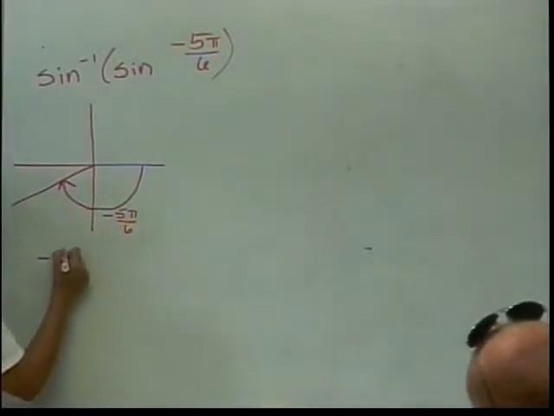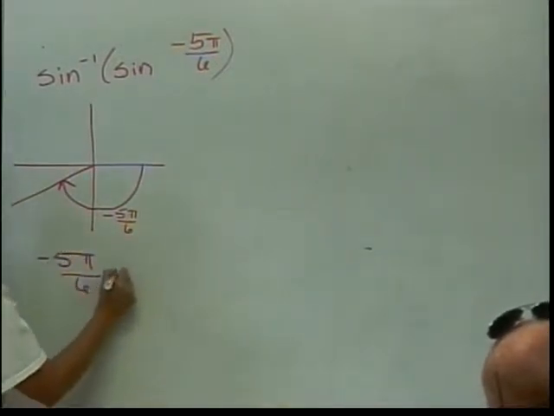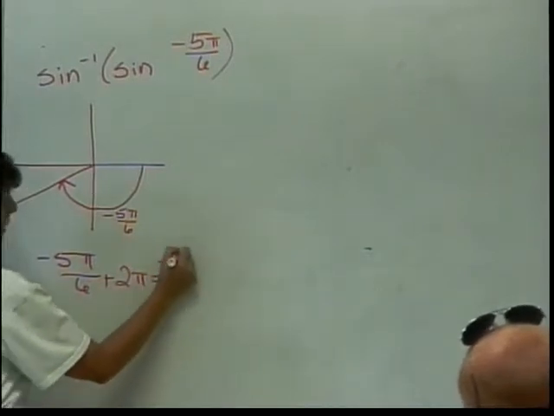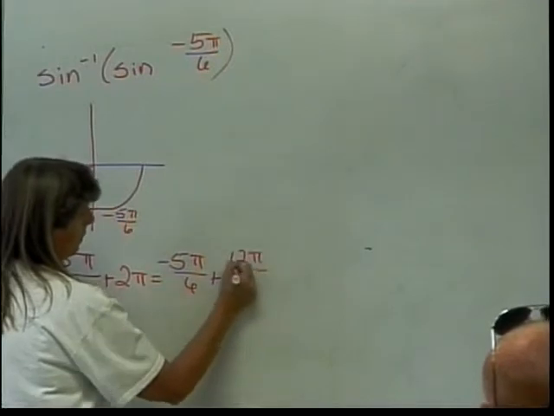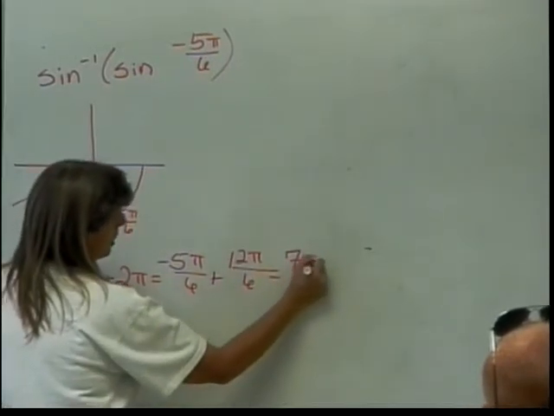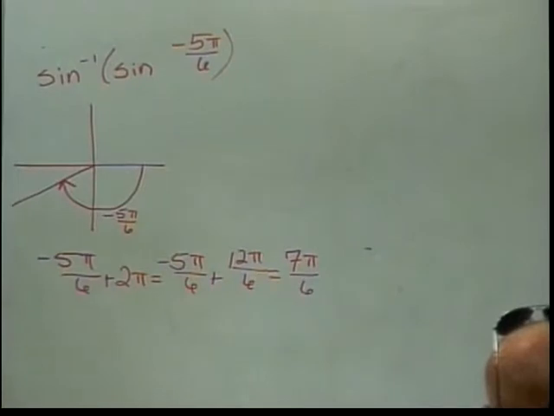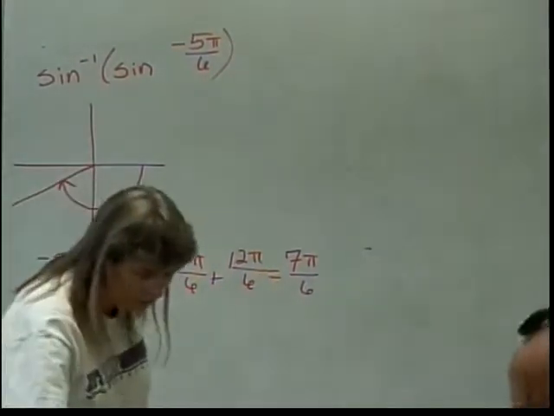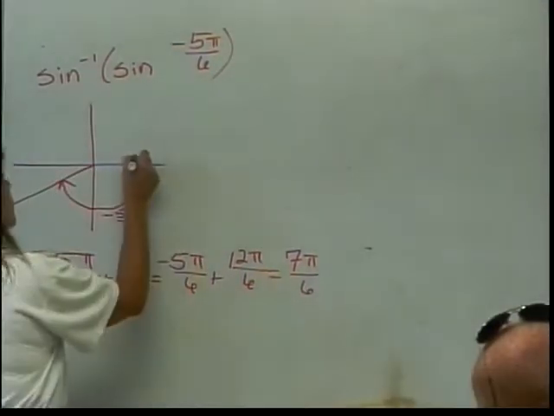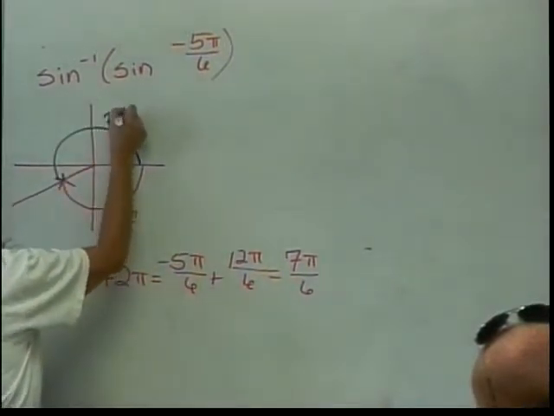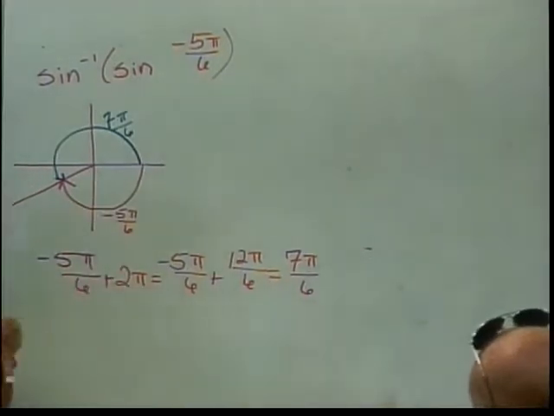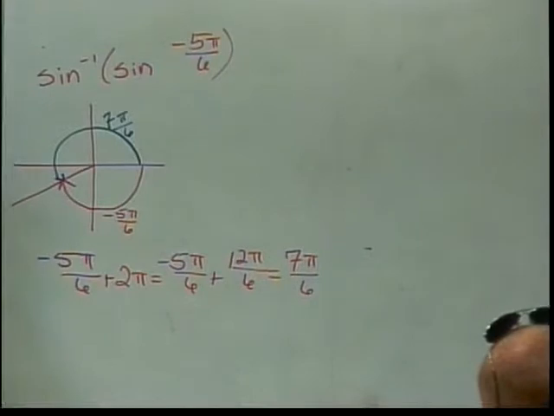I take my negative 5 pi over 6 and add 2 pi. So that's negative 5 pi over 6 plus 12 pi over 6, which gives me 7 pi over 6. That's the angle that's coterminal. So I would have gotten there going this way. This way is the 7 pi over 6 way. But then what do I do? Once I get my angle between 0 and 2 pi, what do I do next?